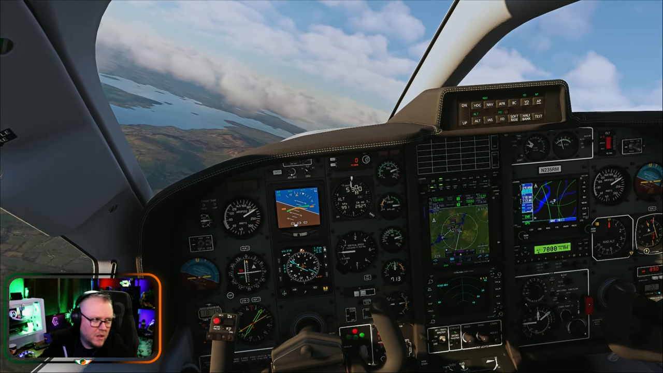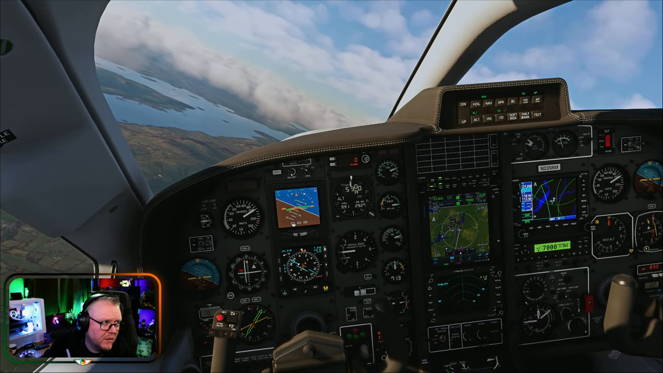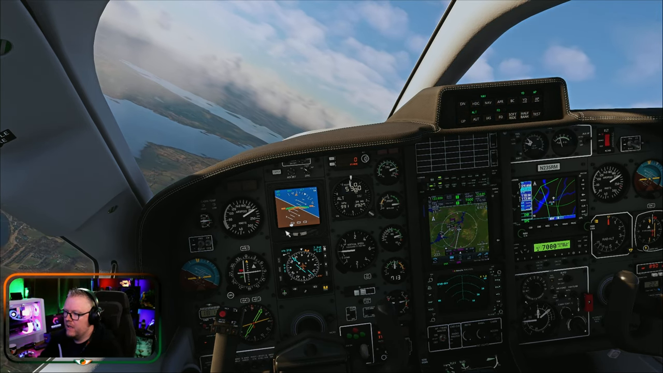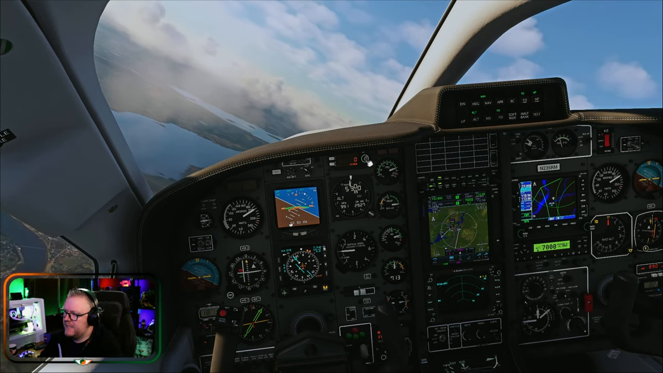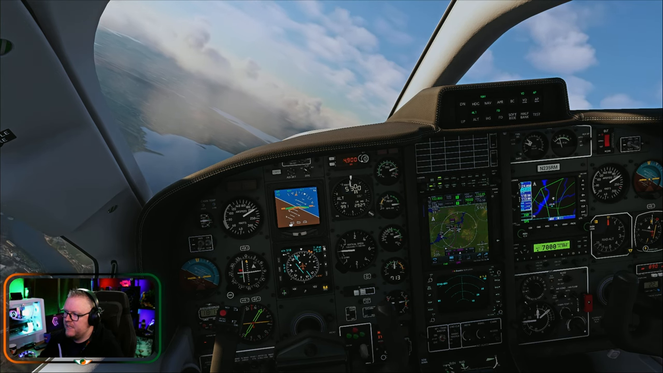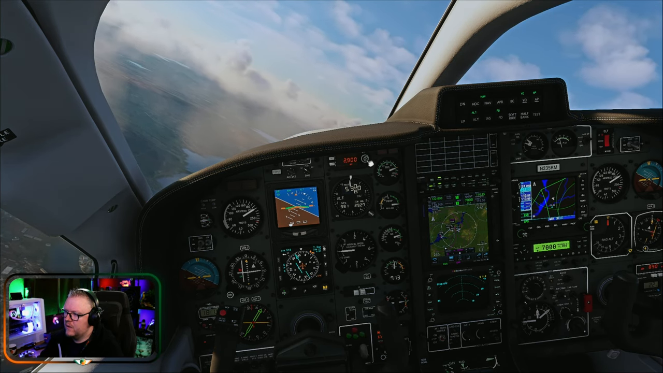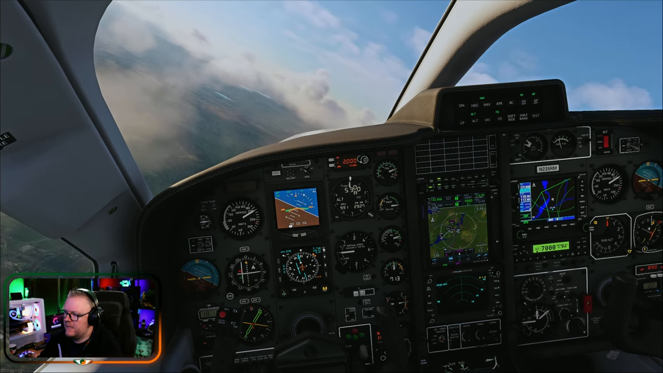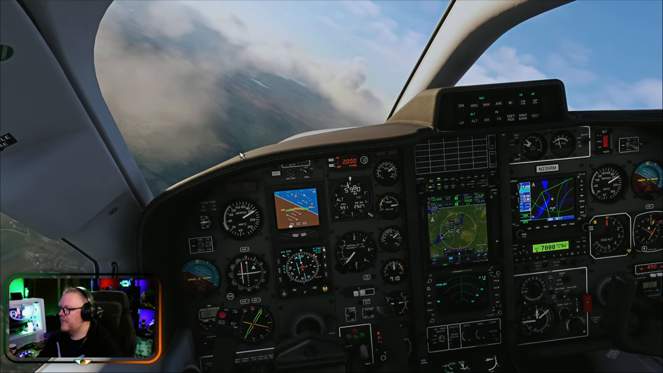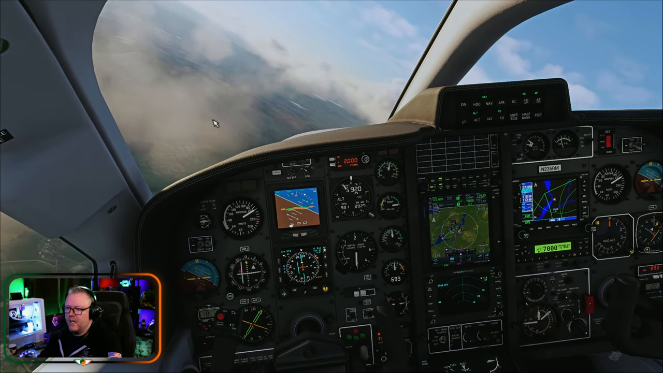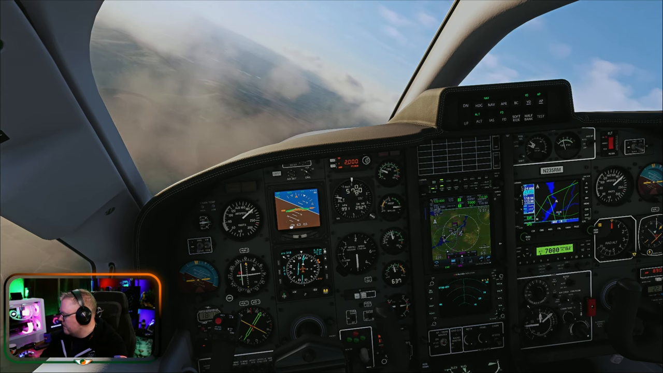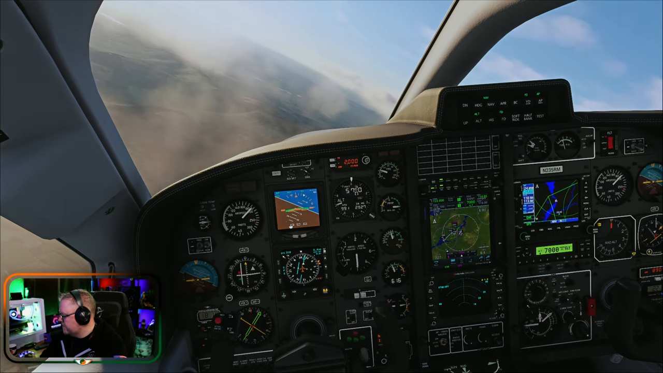So let's see, will this work? I'm going to give an initial call into Shannon Tower. And let's see what happens, right? So at this stage, I'm now going to put in a descent because I want to be down at 3,000 feet to get onto the localizer. So we're going to arm that and we're going to descend. Speed coming back. I'm going to give Shannon my initial call from here. Right, let's see what happens.